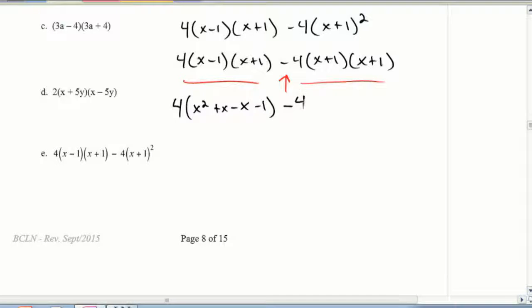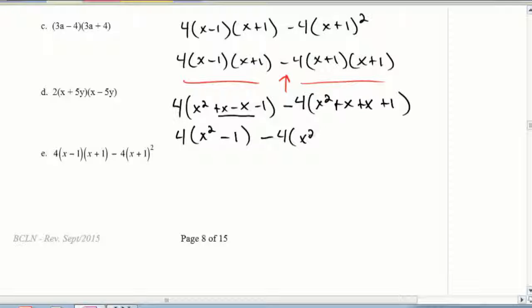And then I'm going to do the same thing here. I'm going to FOIL first. X times x is x squared, plus x plus 1. Combine like terms. 4x squared. These two guys in the middle actually cancel. This is a difference of squares. If you keep track, x squared plus 2x plus 1.